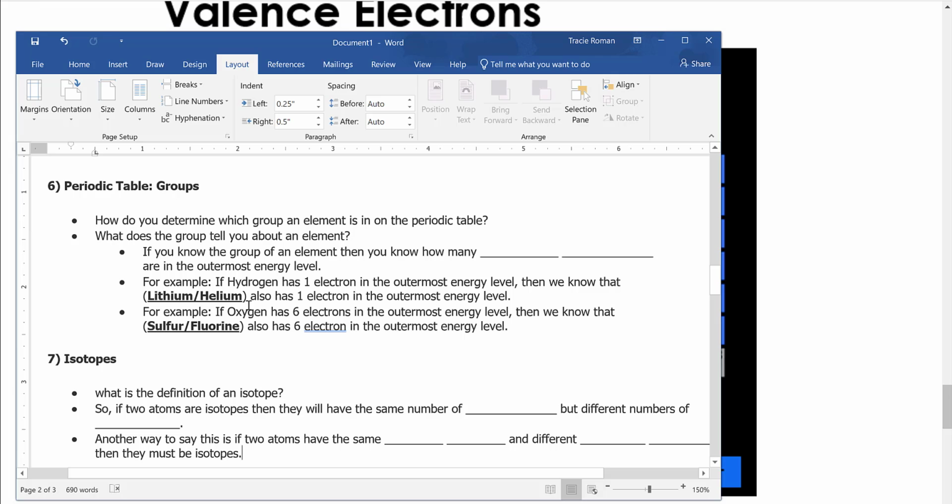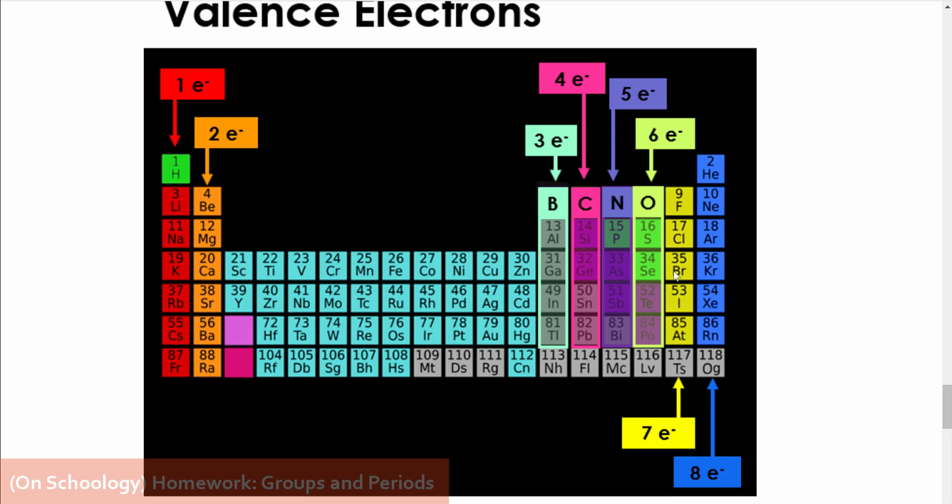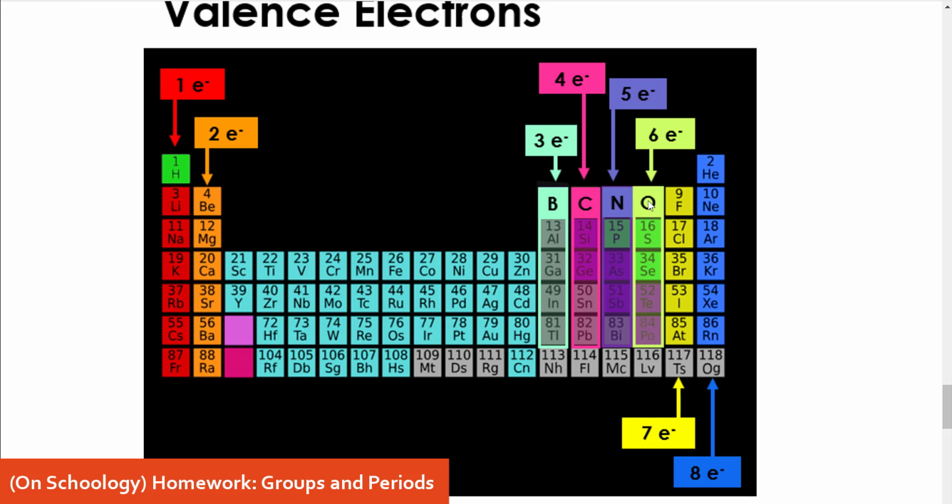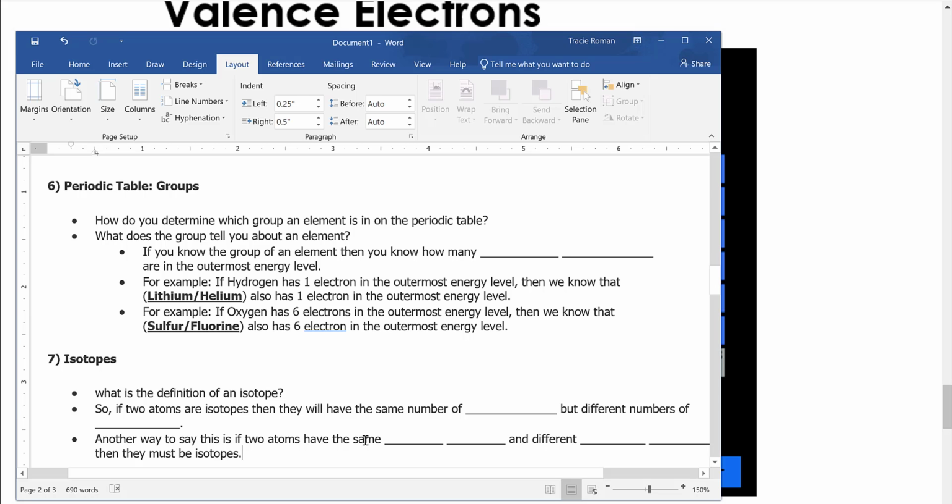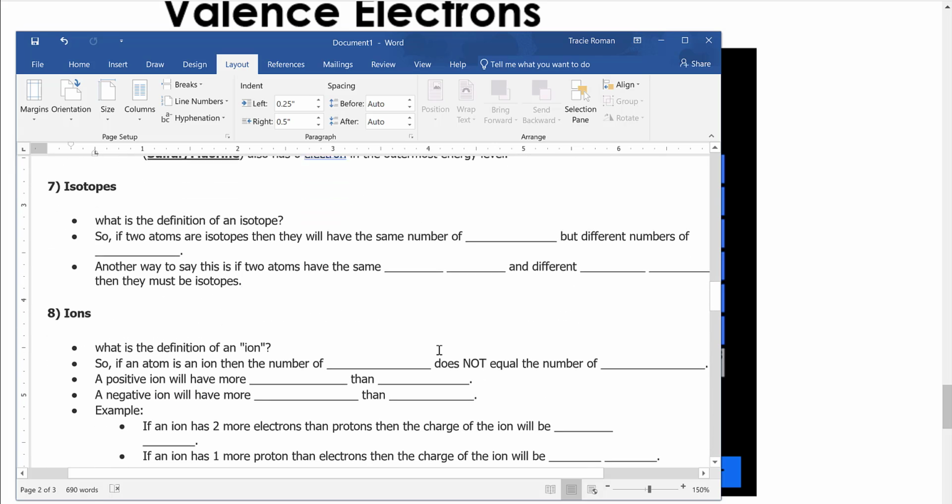And also, if oxygen has 6 electrons in the outermost energy level, then we know that either sulfur or fluorine, so we go back, we find the oxygen group. Sulfur is in the same group, so that means that sulfur also has 6 electrons in the outermost level.